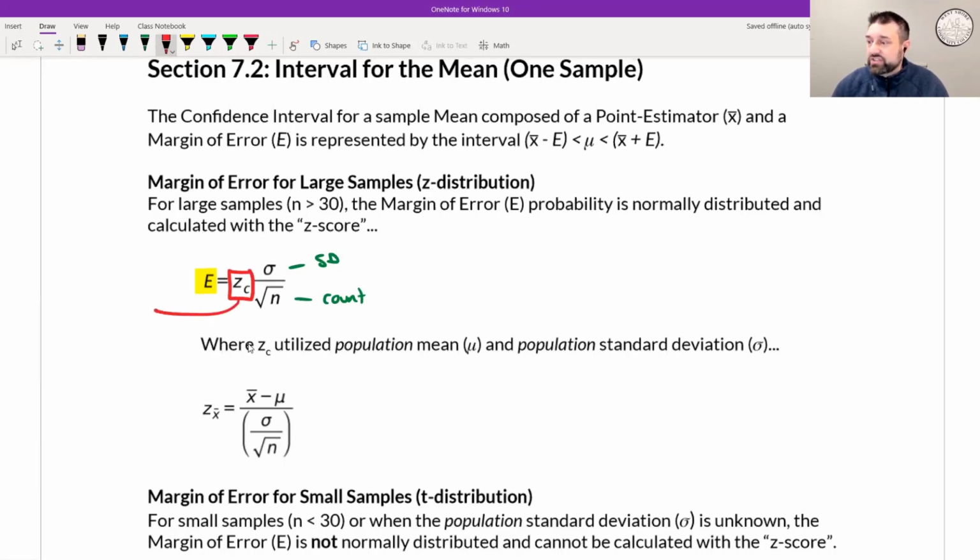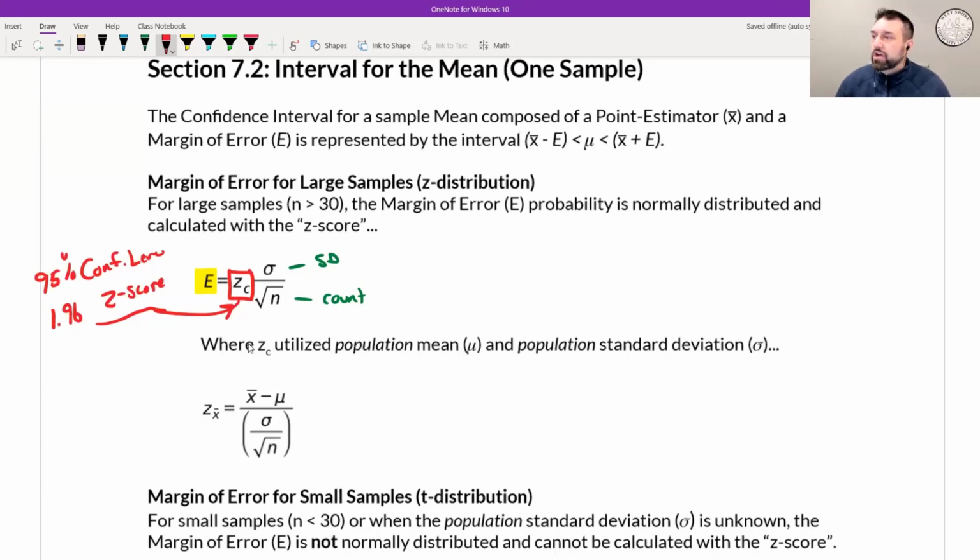And remember, this is a z-score based on your confidence level. So if you have a 95% confidence level, your z-score is 1.96. That's the number that you plug in for z. So the confidence level indicates your z-score. And then that z-score gets used along with the standard deviation and the count in order to calculate the margin of error. Once you have that margin of error, you add it to the mean, you subtract it from the mean, and there's your interval.